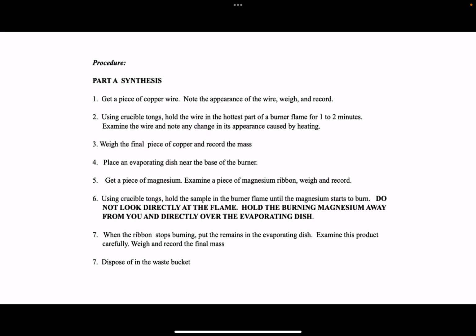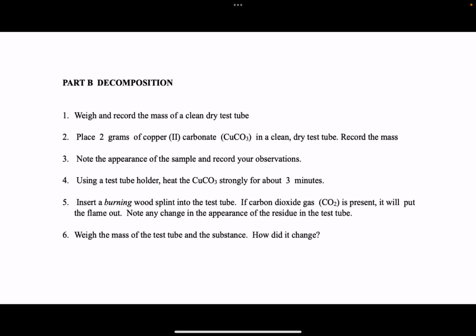And then you did your procedure, you did the copper wire, you heated it up. Hopefully you've got a weight change on that. Hopefully you saw some good changes. Decomposition, you had copper 2 carbonate, you put in the dry test tube, and you took the burning wood splint to it to see if you could get it to either pop or burn brighter or go out. All right. So hopefully the flame went out because you have carbon dioxide present. And then make sure you weighed before and after.